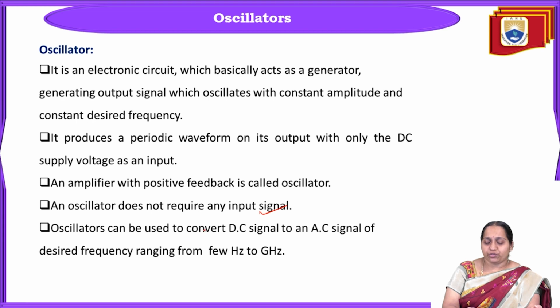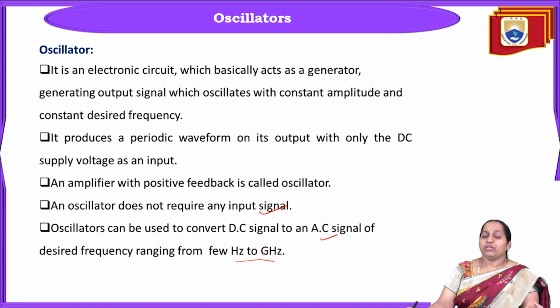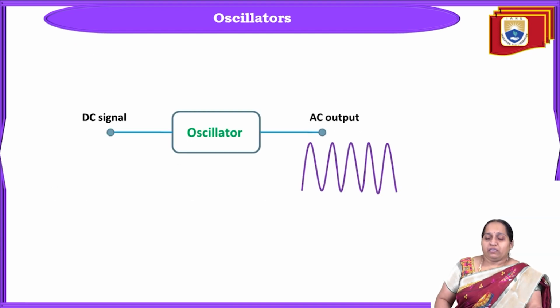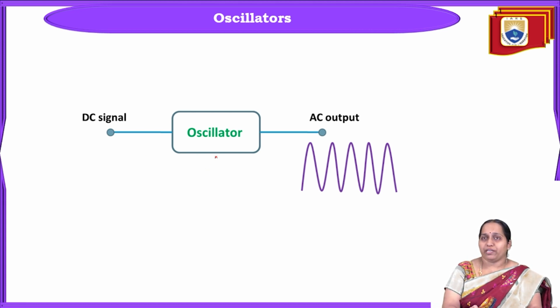Oscillators can be used to convert a DC signal to an AC signal of desired frequency ranging from a few hertz to a few gigahertz. That is, very low as well as high frequency signals can be generated using oscillators. This is the simple block diagram of an oscillator, where a DC signal is given as input and you get an AC signal at the output.